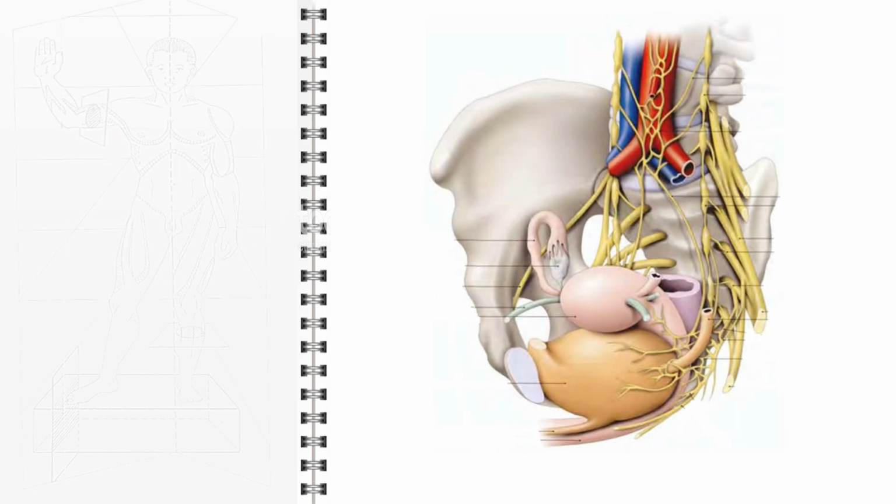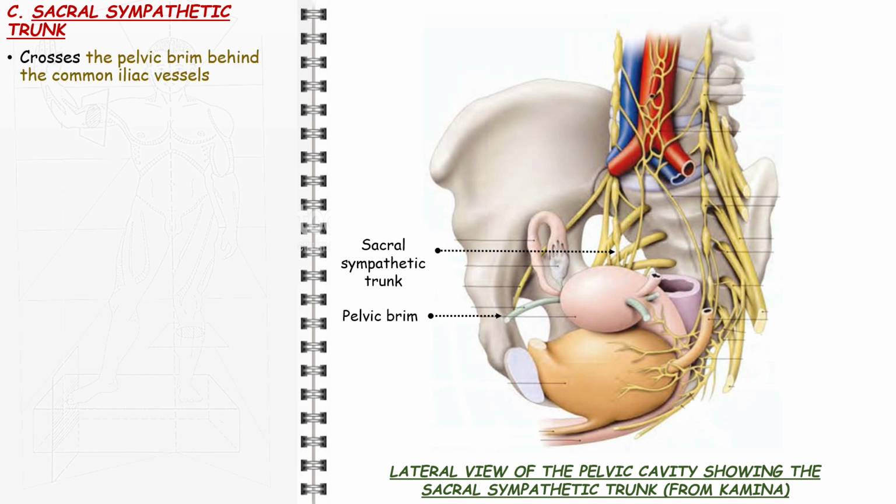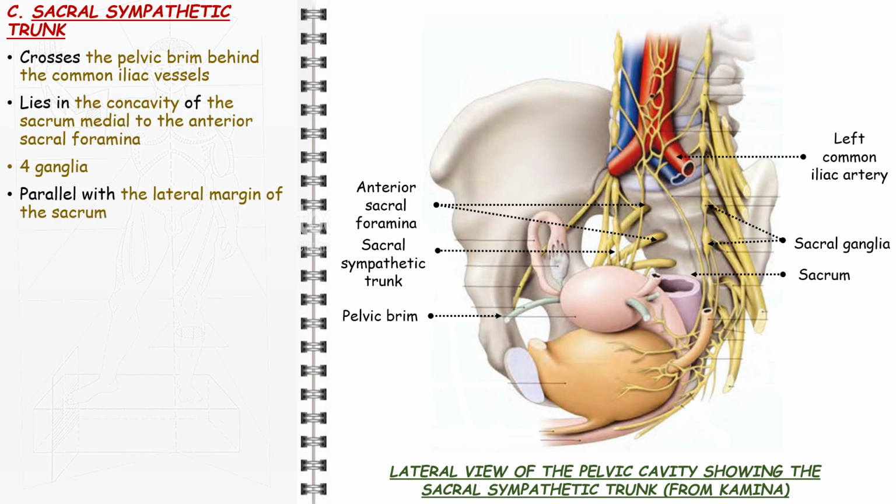The abdominal level of the sympathetic trunk having been seen, let's have a look at the pelvic portion. The trunks cross the pelvic brim behind the common iliac vessels and lie in the concavity of the sacrum medial to the anterior sacral foramina. Each has characteristically 4 ganglia. The trunks lie parallel with the lateral margin of the sacrum and converge at the front of the coccyx to unite at a small swelling, the ganglion impar.